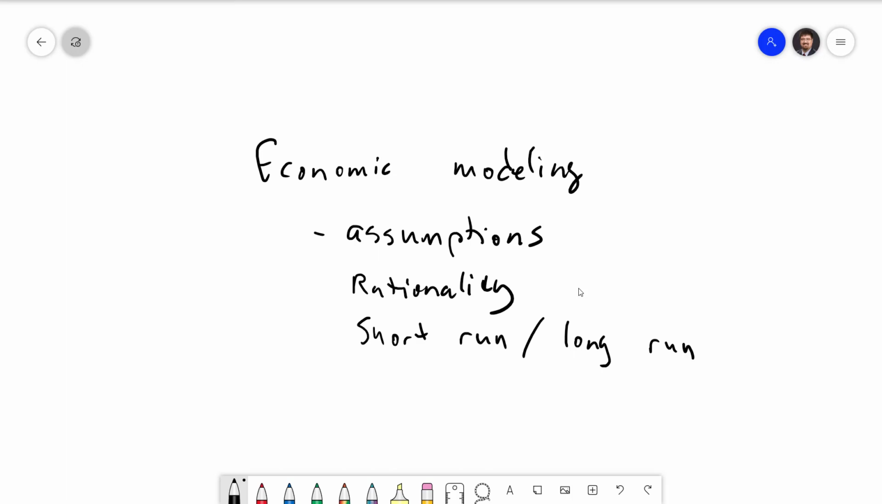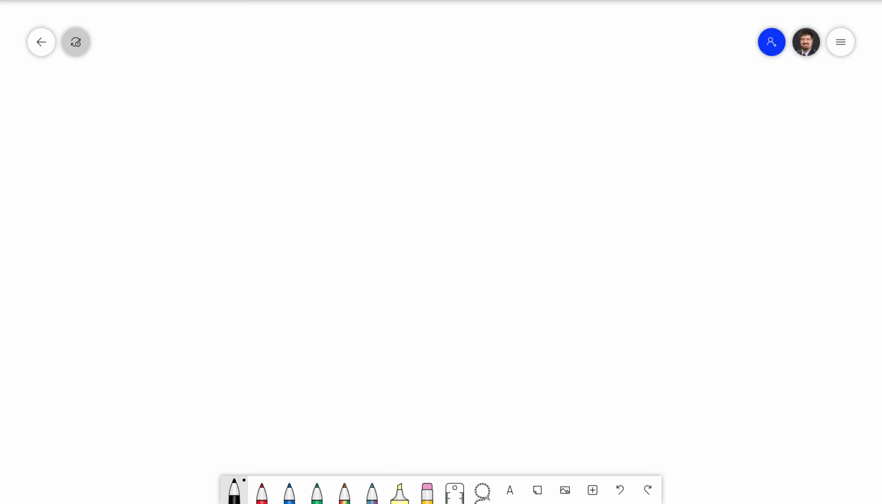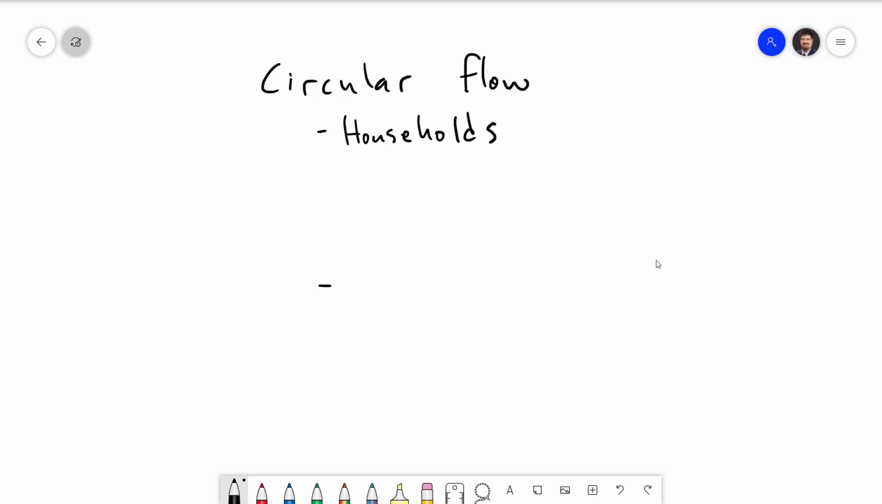Let's talk about our first economic model, and that's what we call circular flow. Circular flow describes the relationship between the two types of decision makers in an economy. That is, the households, that's individual people like you and me, and the firms. Firms are the organizations and companies that produce things in the economy.